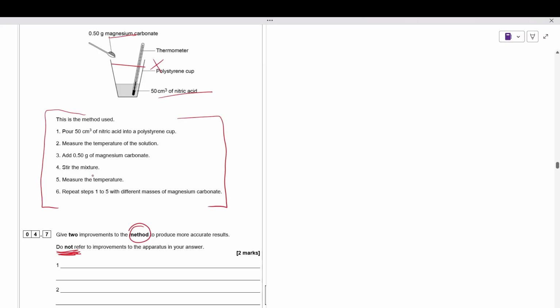Now let's quickly look at this. So pour 50 centimeters cube in our polystyrene cup. Yes, that's accurate. We're going to measure the temperature of the solution, which we ought to do since it's temperature change. Then we're going to add 0.50 grams of magnesium carbonate, stir the mixture, and we're going to measure the temperature. What temperature are we going to measure? Is it any random temperature? No. In this case, we're going to want to measure the highest temperature. So that could be an improvement. Measure the highest temperature.